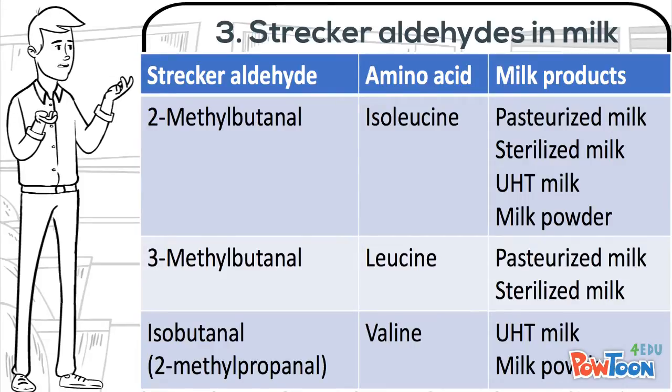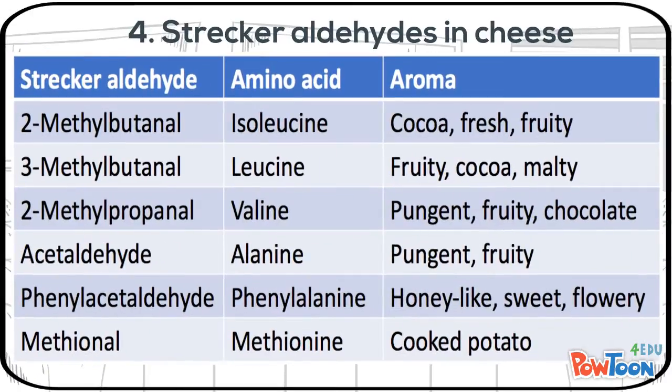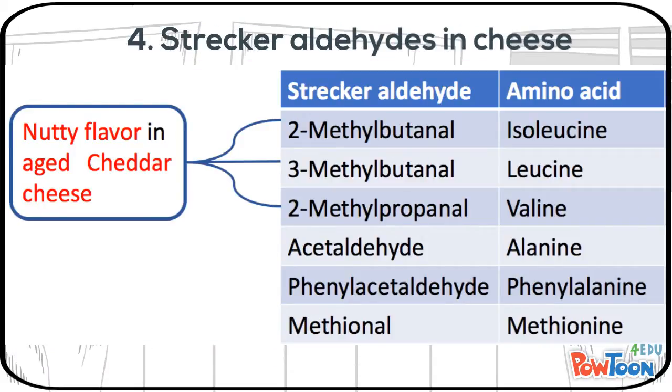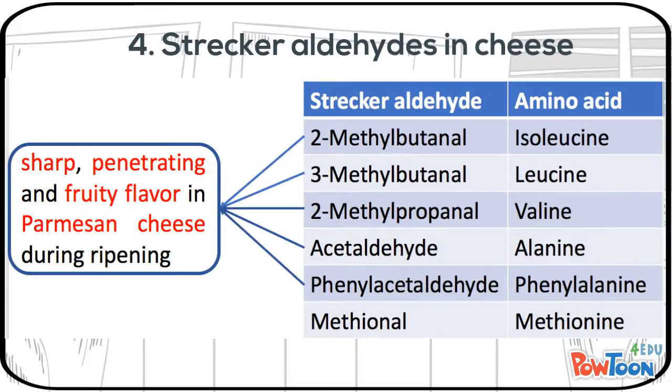Aside from processed milk, cheese is another dairy product that contains Strecker aldehydes. 2-methylbutanal, 3-methylbutanal, 2-methylpropanal, acetaldehyde, phenylacetaldehyde, and methional are common Strecker aldehydes that can be found in cheese varieties. Among them, the first three aldehydes can contribute to the nutty flavor in aged cheddar cheese. In Parmesan cheese, three of them combined with acetaldehyde and phenylacetaldehyde can contribute to the formation of a sharp, penetrating, and fruity flavor during the cheese ripening.